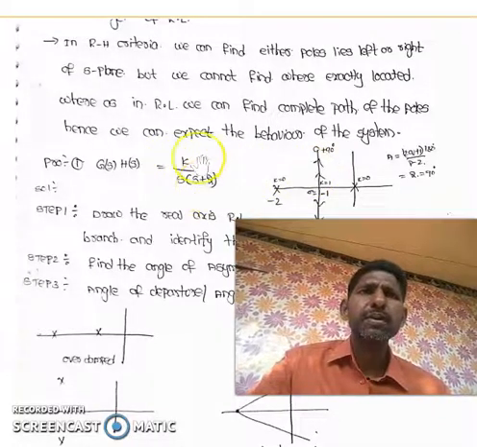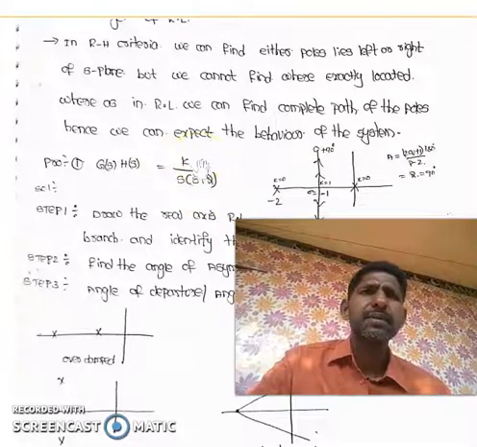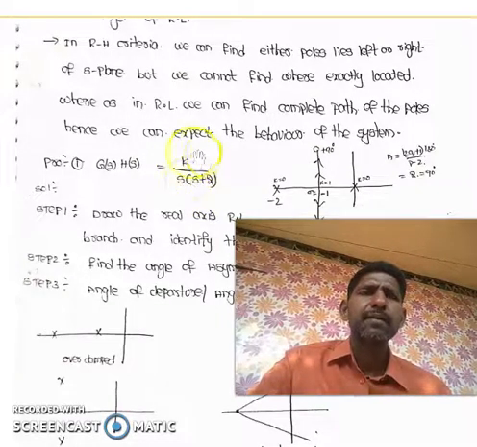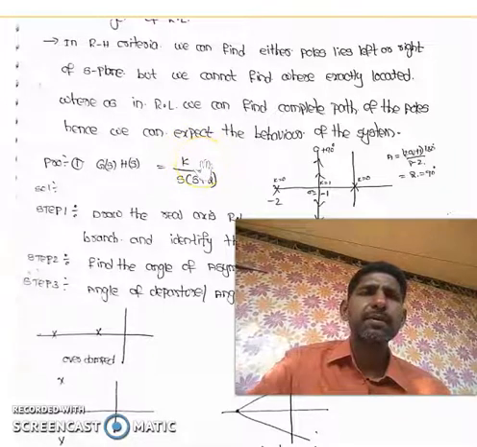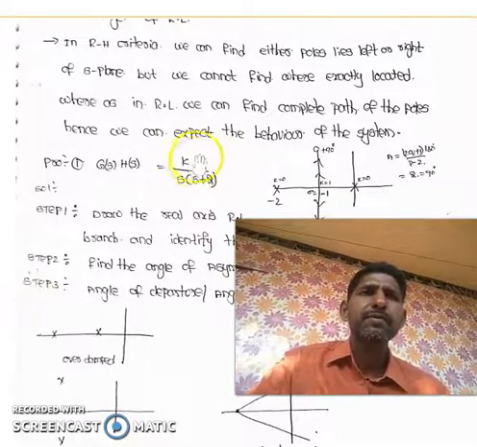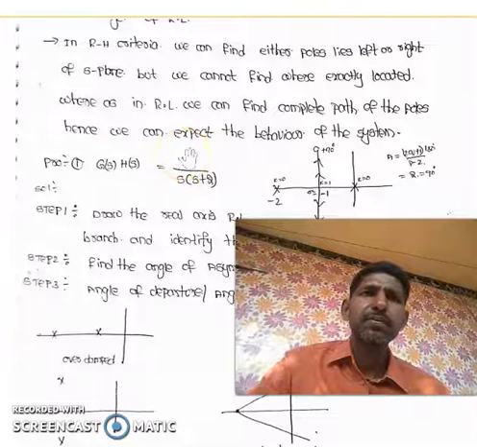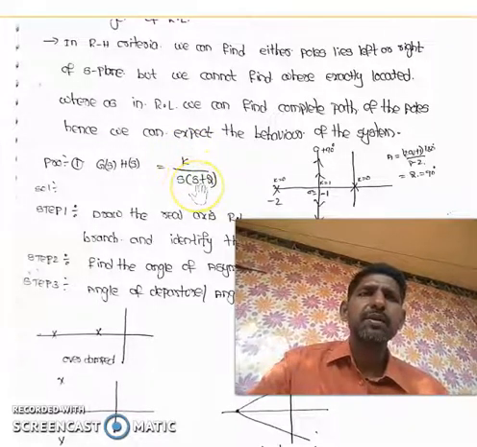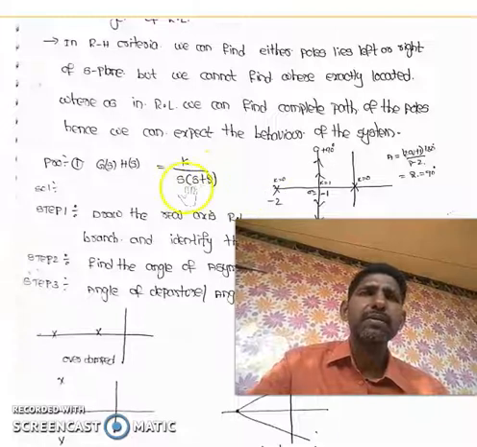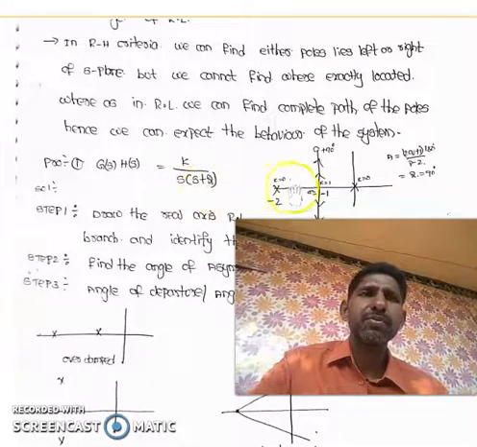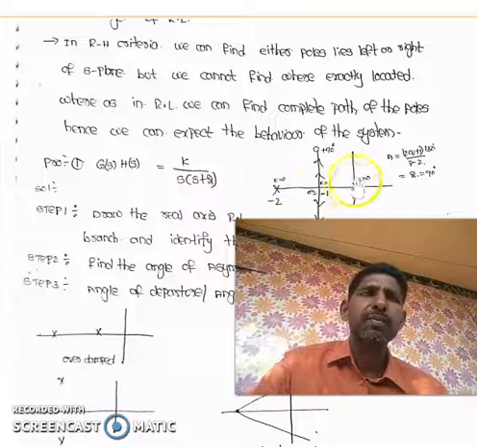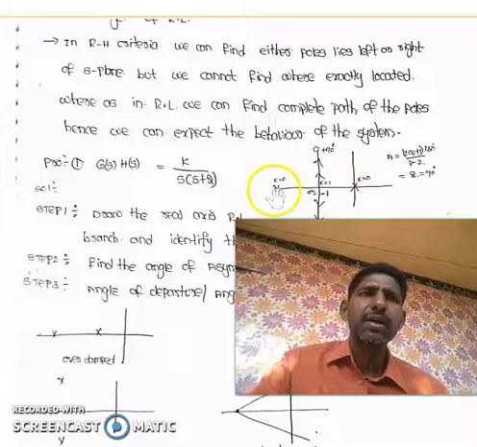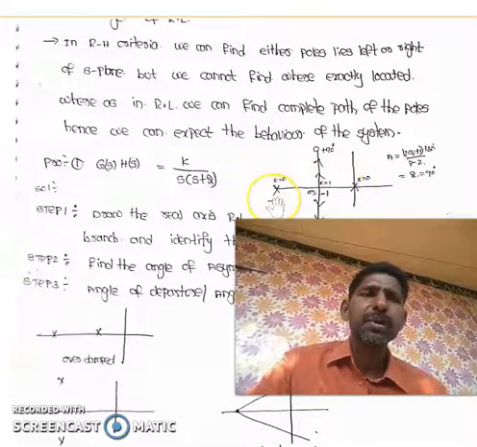You know how to draw the root locus? First, we need to find the number of poles and number of zeros. Here the number of zeros is 0, no zeros are present, and 2 poles are present. One pole is at the origin and one more pole is at -2.